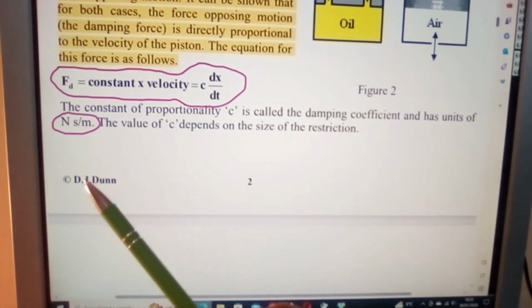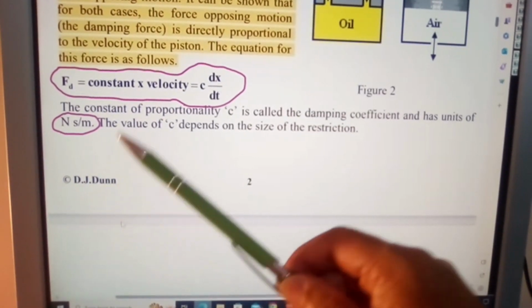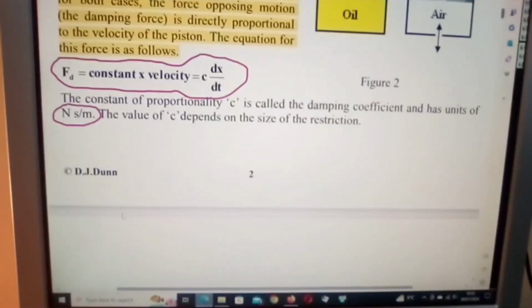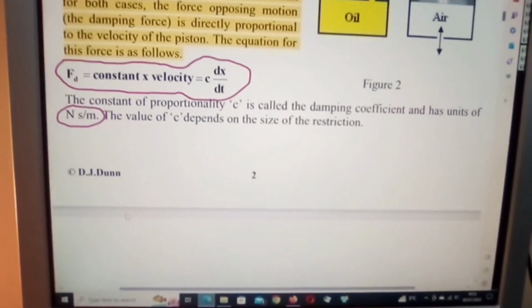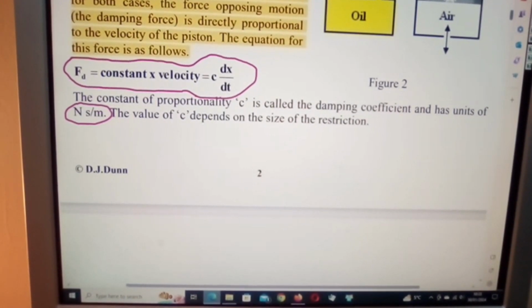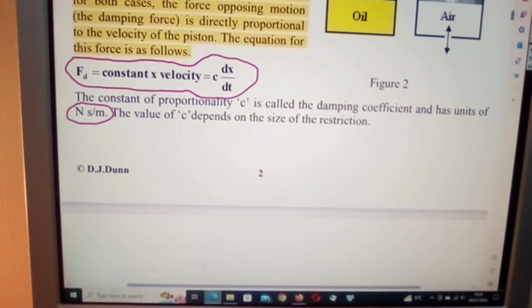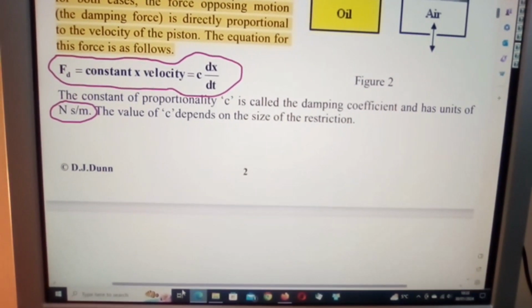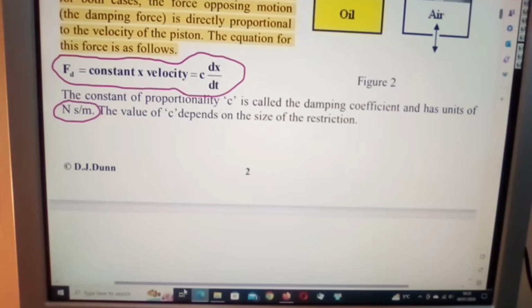And again, I'm using work from DJ Dunn, who is online and produces some excellent work, which I found to be quite useful. So all merits to him and the work that he allows us to have access to.